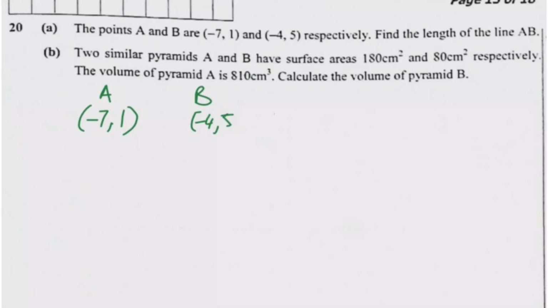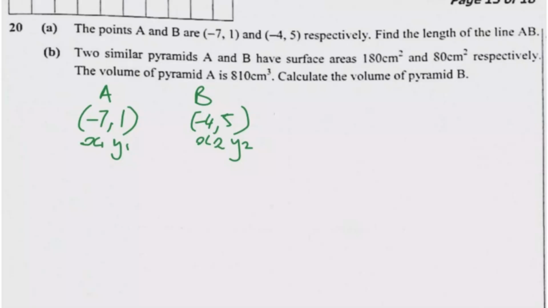Now we should understand that this is x1, this is y1, and this is x2 and this is y2. So y2 is 5, and x2 is negative 4.